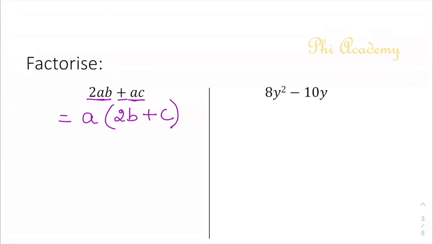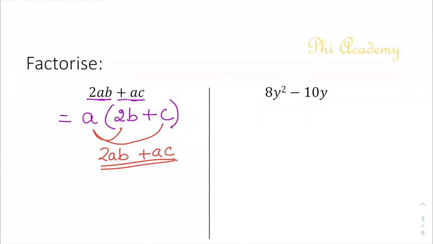So we can just check whether we've done it right by expanding this bracket out again. This is just to check whether our answer is correct. So a times 2b gives 2ab. a times plus c is plus ac, which is our question. So therefore we have factorized it correctly.